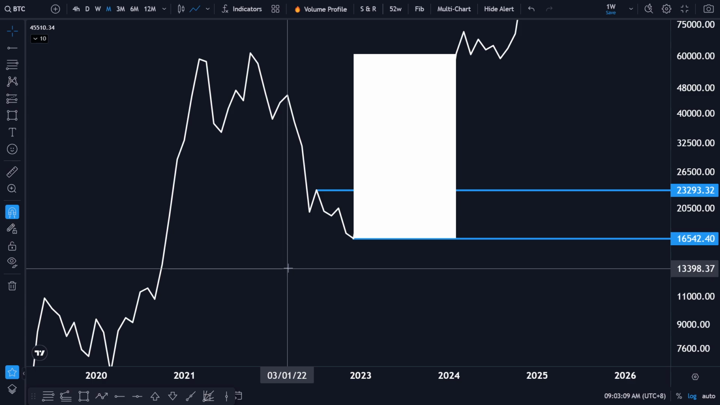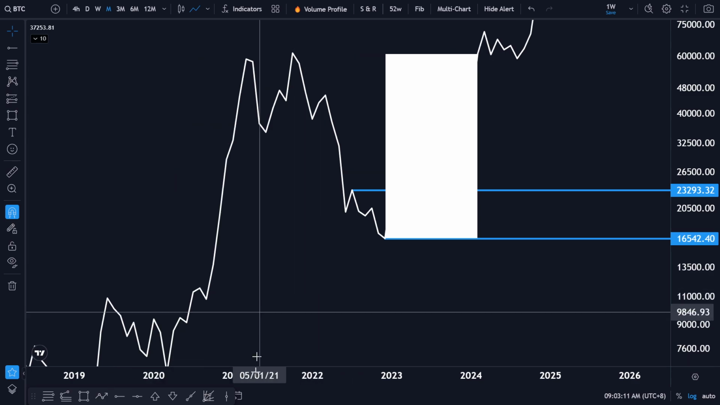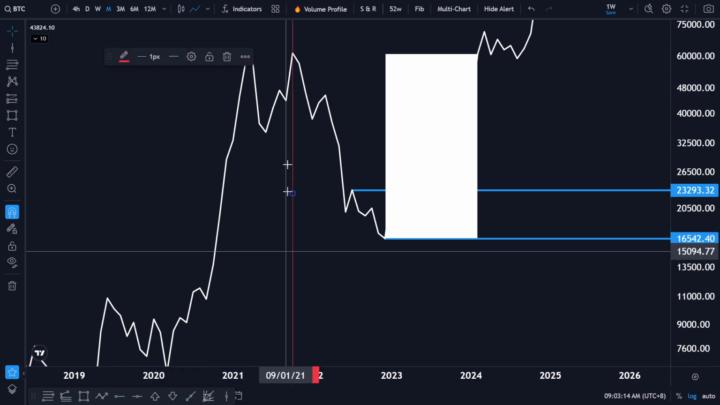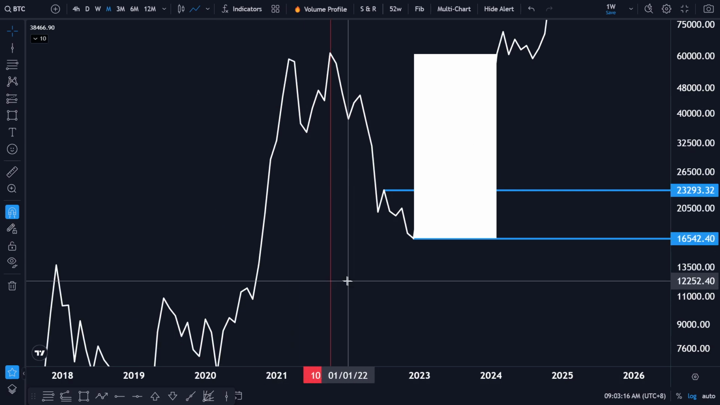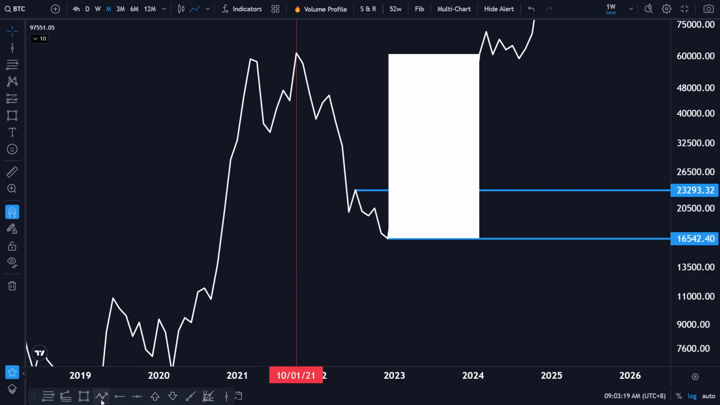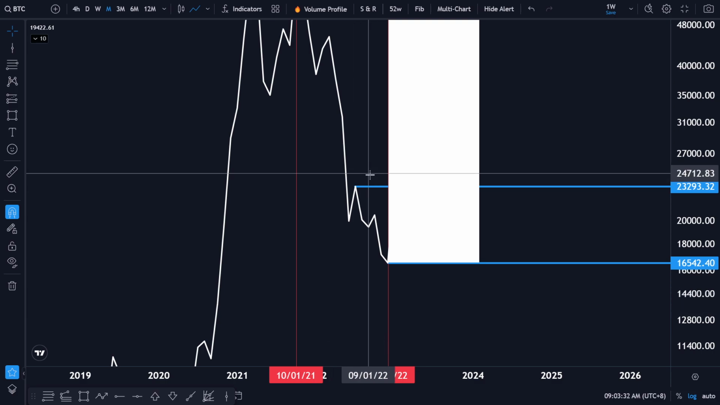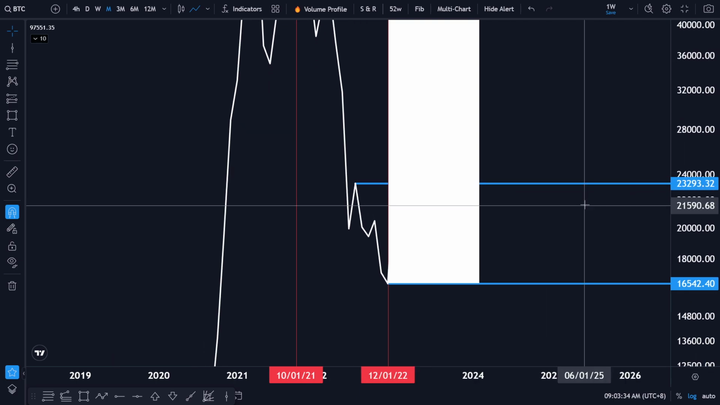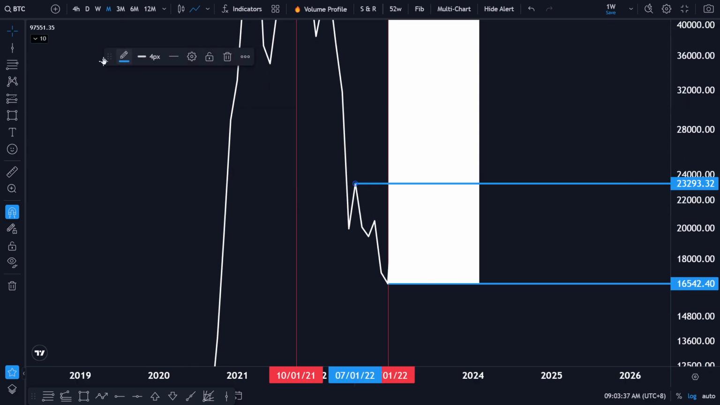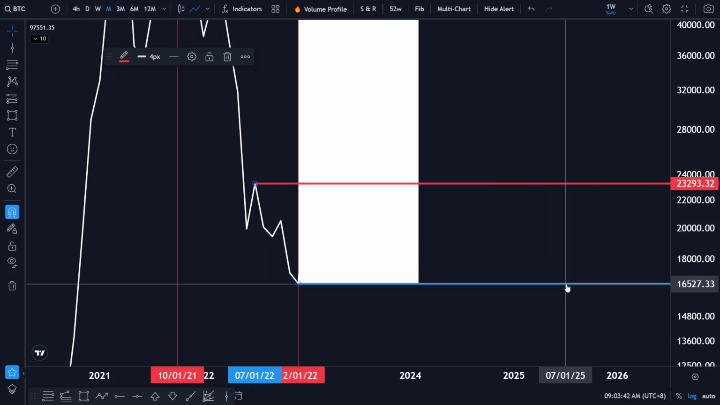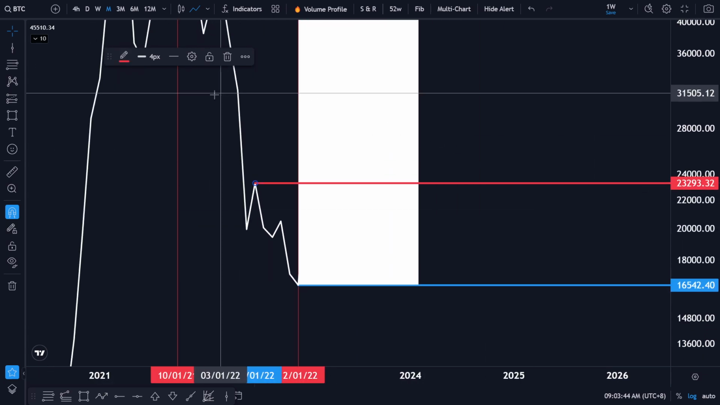So looking at the previous data that we have from 2021 to the bottom of the bear market in 2022, we are using data from the month of July 2022. So we were going to put this blue line here. Let's change it to red. So this would be the resistance, and this blue line here at the bottom is the support.